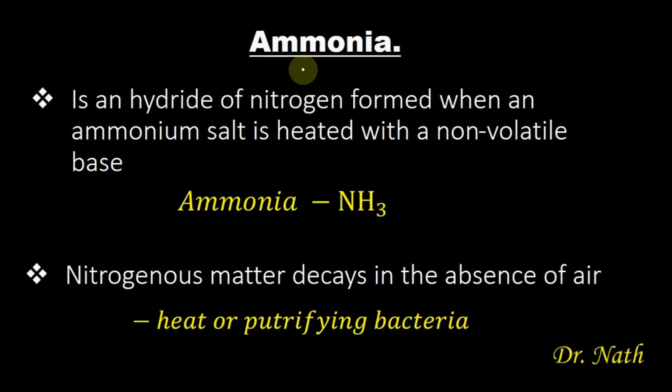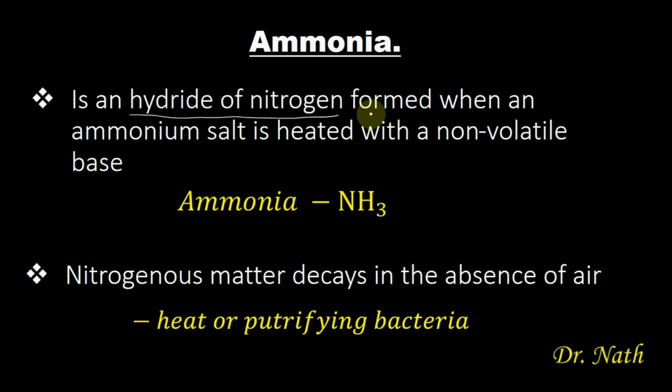In this video we'll be looking at ammonia. So if you're asked what is ammonia, what would you say? Ammonia is a hydride of nitrogen formed when an ammonium salt is heated with a non-volatile base. So the key word here is that ammonia is a hydride of nitrogen. It simply means that it is a combination of hydrogen and nitrogen.